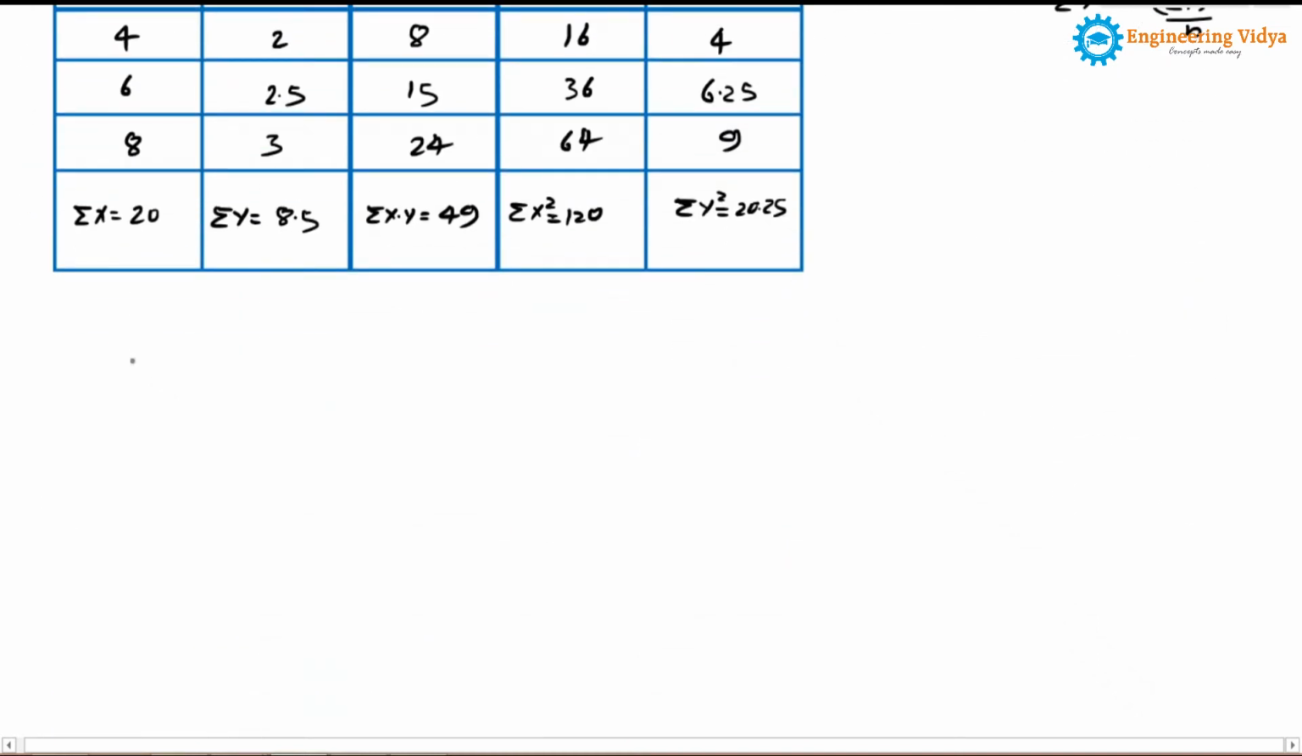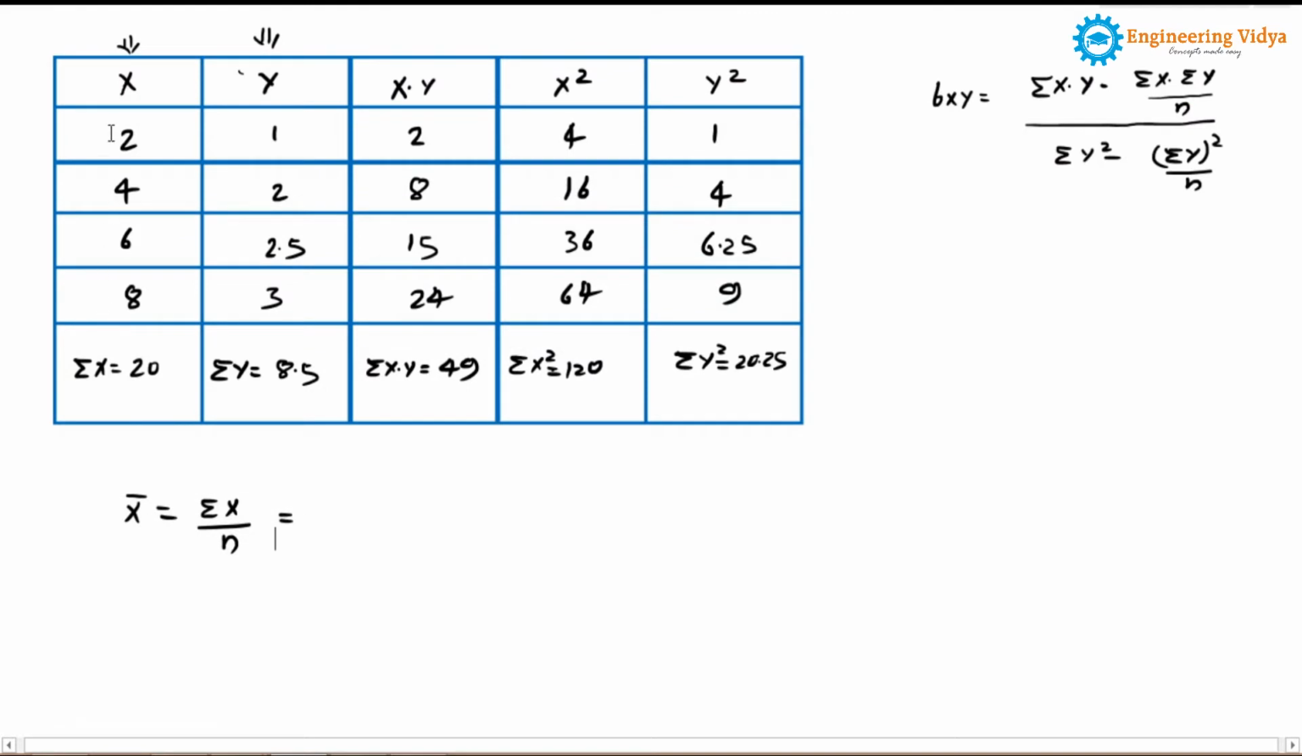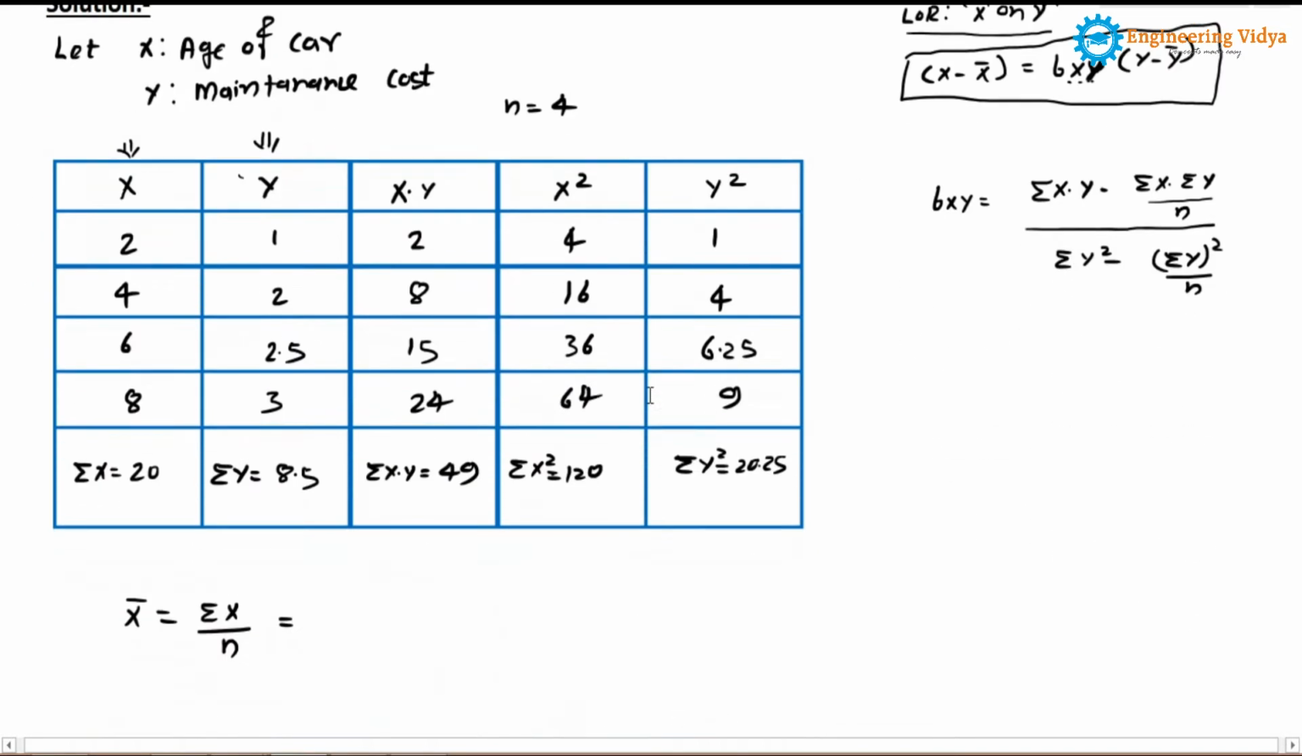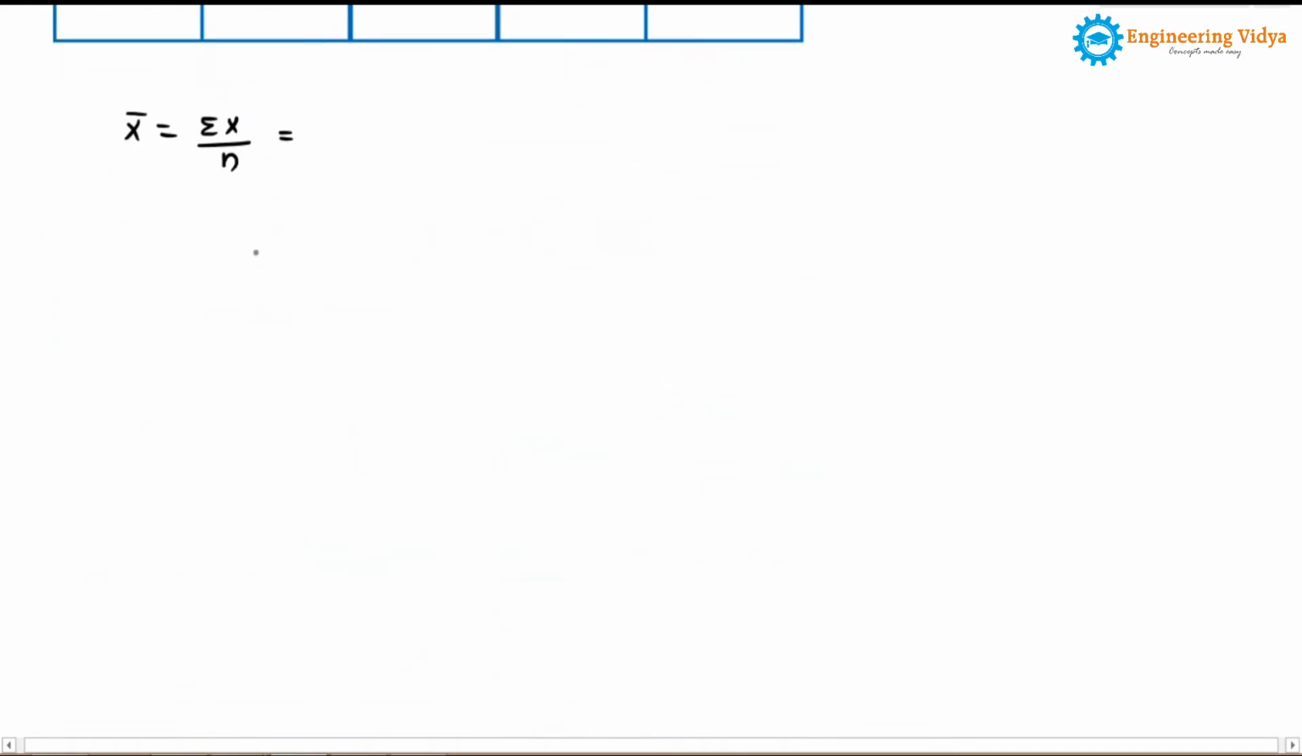To calculate x bar is nothing but summation of x divided by n. n is how many samples we have: 1 2 3 4. So in total we have 4 samples, so I am going to write n equal to 4. The summation is 20, and 20 divided by 4 is 5. Hence x bar has been successfully calculated and it is 5.